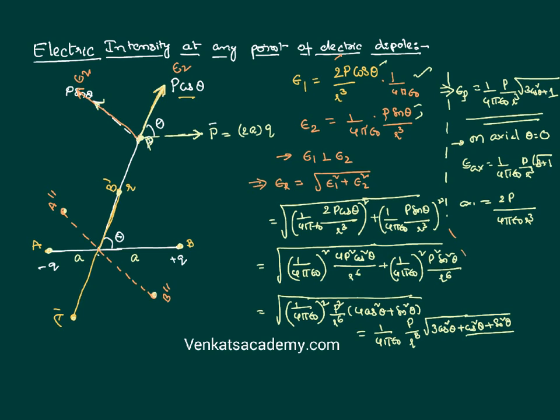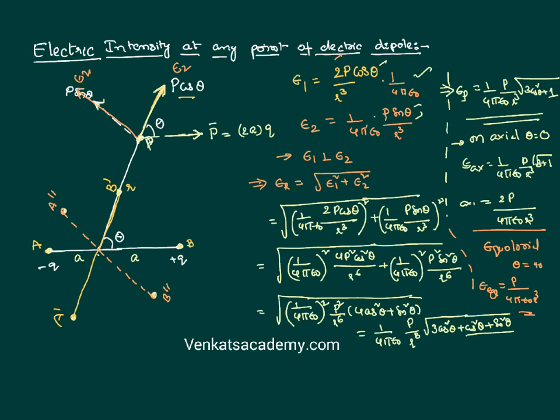Suppose you are writing on equatorial line. Equatorial line means that it is perpendicular to the axial line, so the theta value becomes 90, and the cos 90 term becomes 0. So E equatorial will become P by 4 pi epsilon naught R cube root of 3 cos square 90, which is 0, so root of 0 plus 1, that's nothing but equal to 1. This is the way that we are going to find out electric field intensity at a given point.